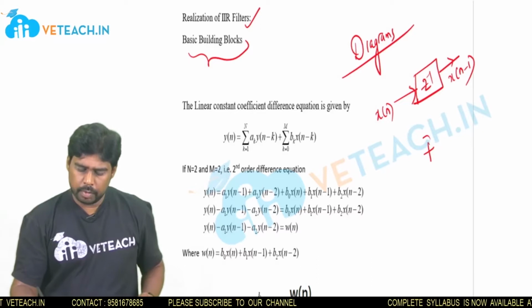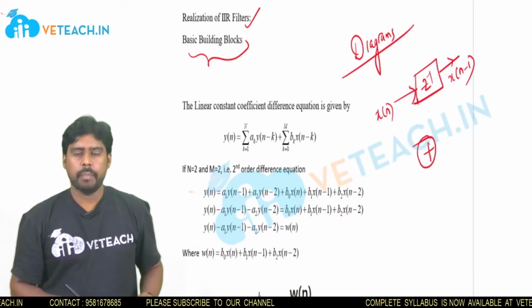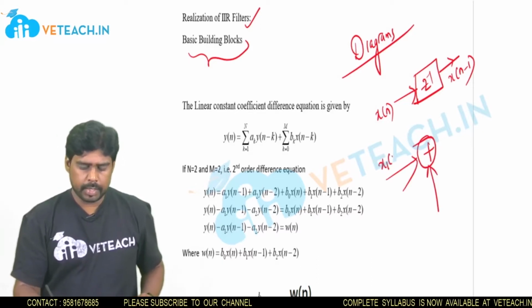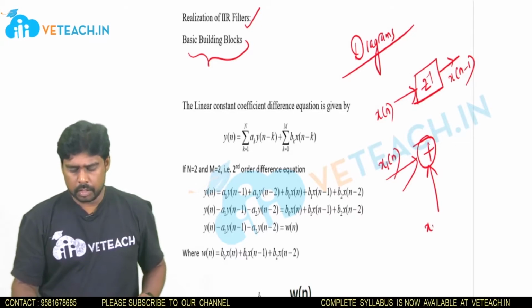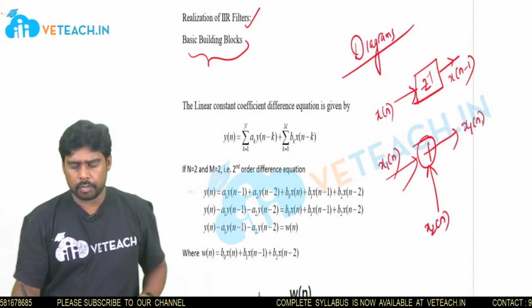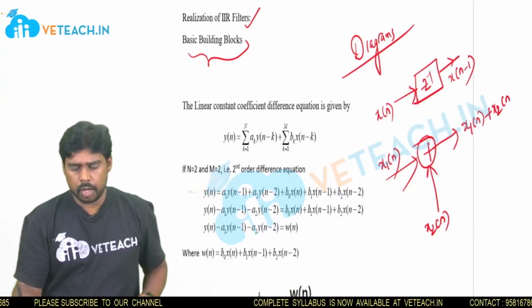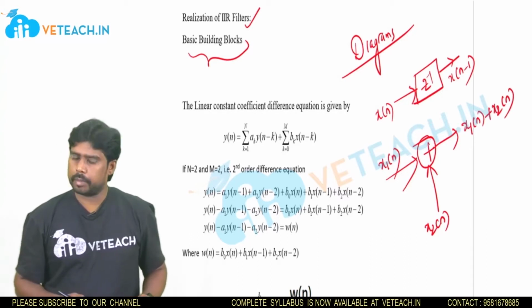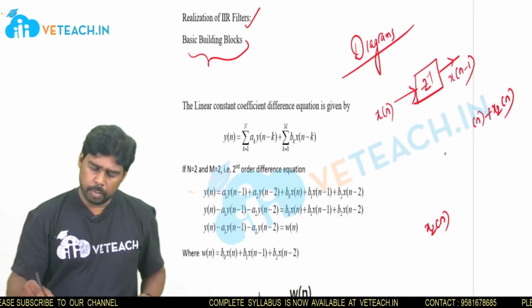Then you very well know about this block. This is the summing block. Let me call this one x1 of n, and this is x2 of n. Then the output will be x1 of n plus x2 of n. This is the summing block.